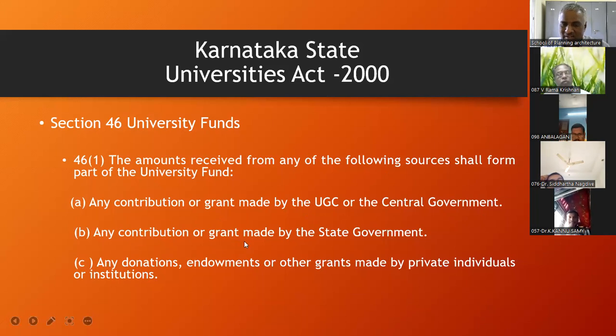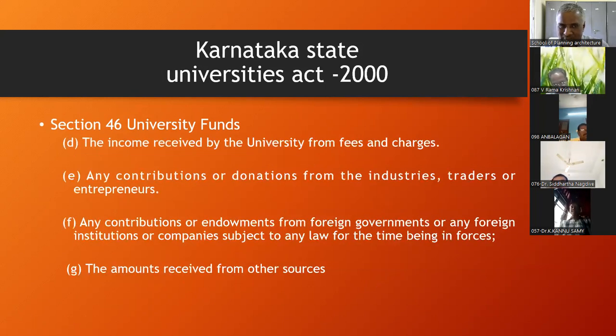46(1)(b), any contribution or grant made by the state government. Usually it consists of salary grant and pension grant, and in some cases it gives a grant for buildings also. The third source of income for the university is any donation, endowments or other grants made by private individuals to the institutions: donations, cash prize grants, gold medals, endowment lectures, endowment chairs, etc. These are three types of university funds: one from the central government, another from the state government, another from private individuals.